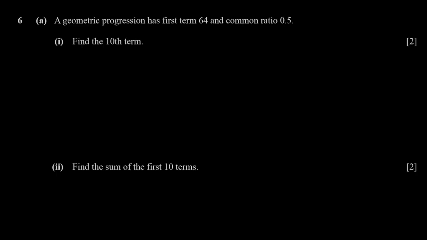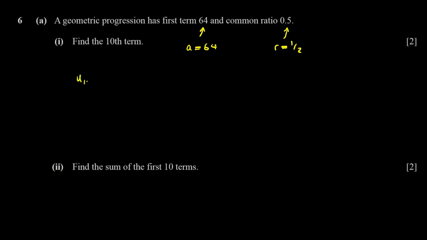Okay, so here we've got question 6, which is a geometric progression question. And we're told the geometric progression has a first term of 64 and a common ratio of 0.5. So I think the best thing to do first is to identify that. A is equal to 64 and R is equal to 0.5 or a half, because we're going to use those in our formulas. Well, the first part is we are to find the 10th term.